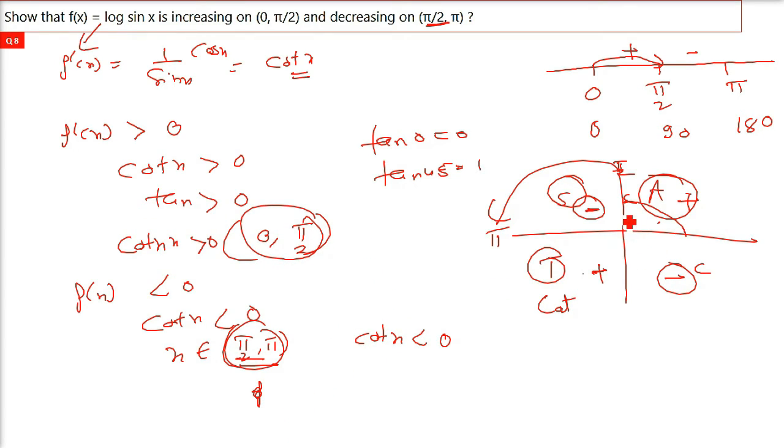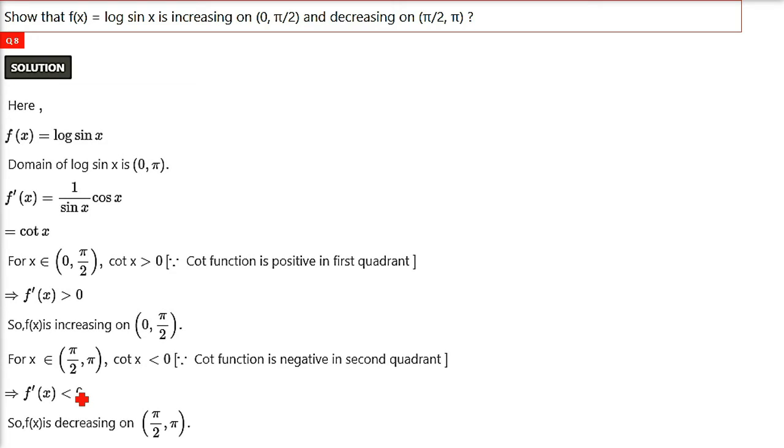So this is the whole explanation here. This diagram, you have to make it. Now let me show you how you are going to write it. Whichever explanation I have given, you have to write it, because this is the first quadrant, this is the second quadrant we are talking about. We know what happens in the different quadrants.